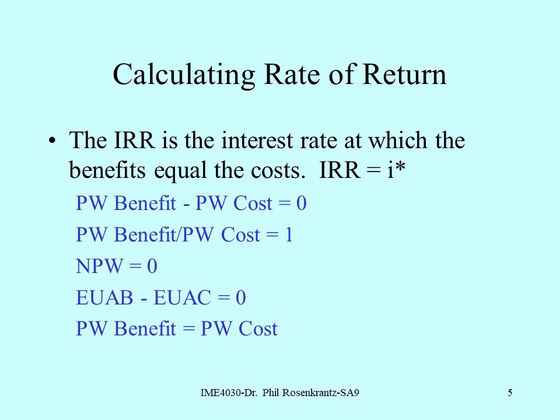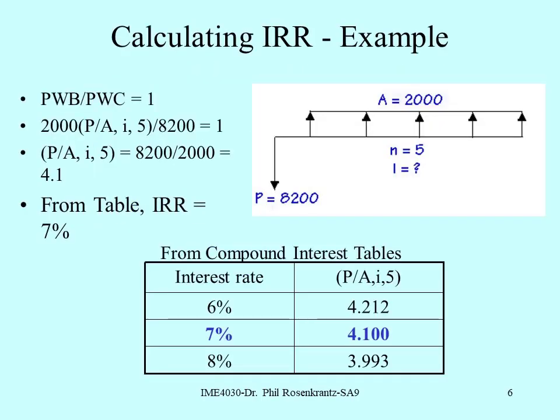Please go to slide number 6. What we have is a cash flow where we've invested $8,200 and we're going to get a benefit of $2,000 a year for 5 years. So we have a uniform series, an A series, of $2,000 for 5 years. And we want to know what interest rate, what internal rate of return we have here. In other words, we've invested our $8,200, we're going to get $2,000 a year. What's that rate of return?